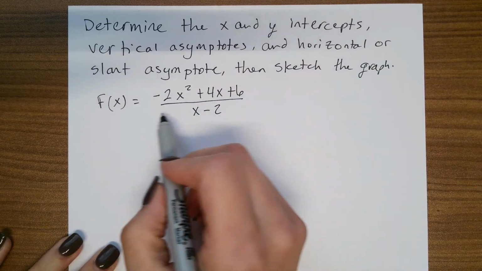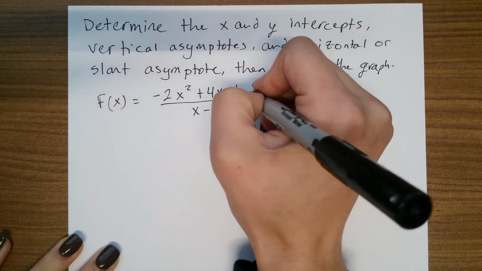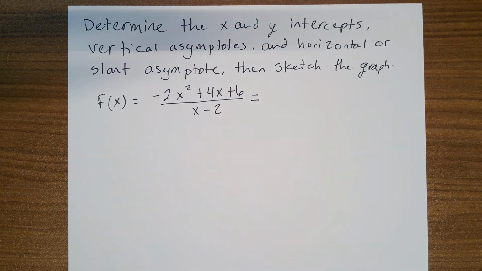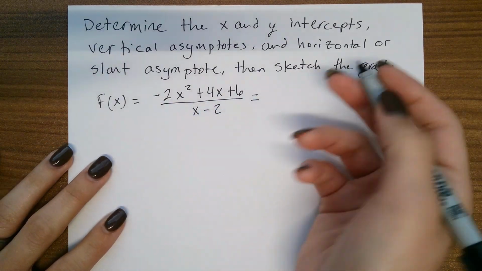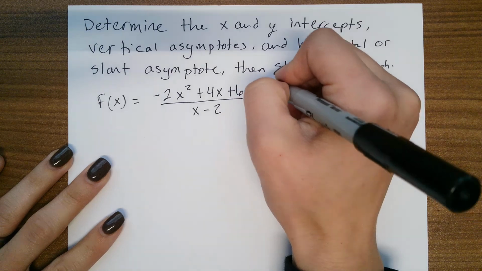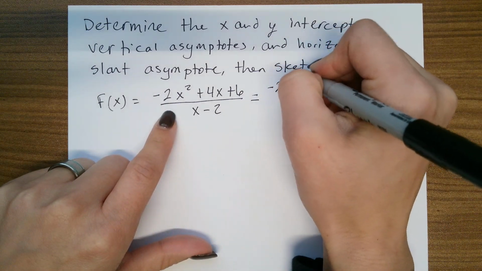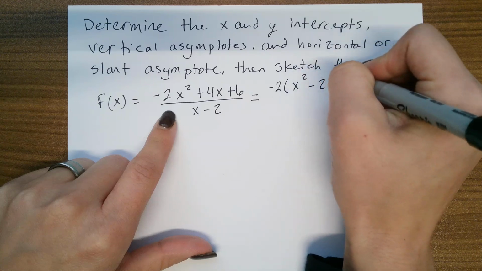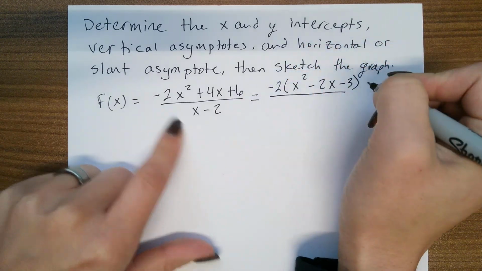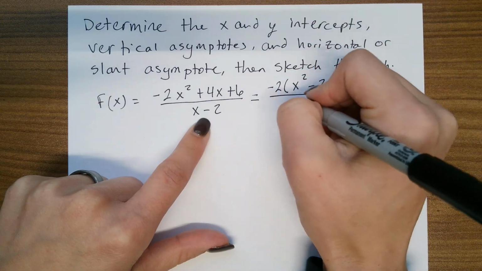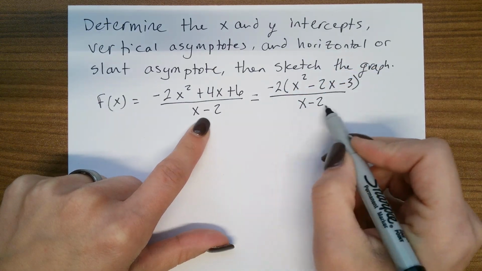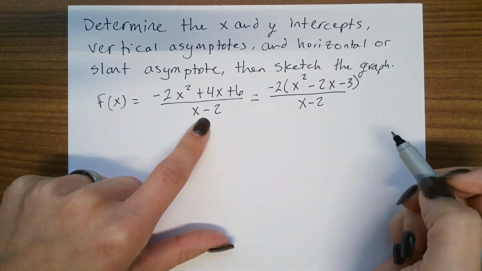So the first thing I'm going to do is factor my rational function to see if anything cancels out. In the numerator, I see everything is divisible by a negative 2. So dividing everything by negative 2, I get x squared minus 2x minus 3 over, my denominator is just x minus 2. It's linear, it doesn't have a GCF, so I'm going to leave it alone.